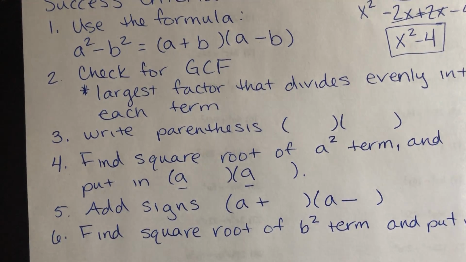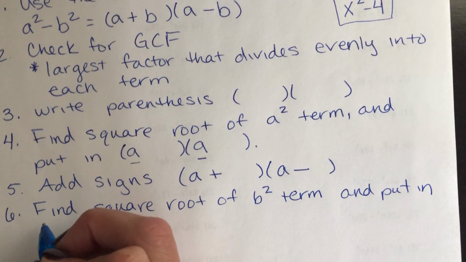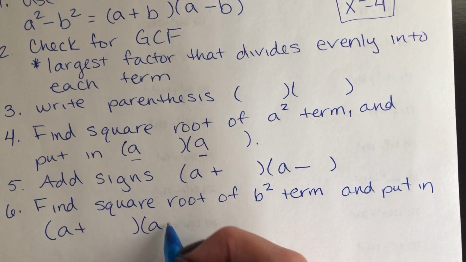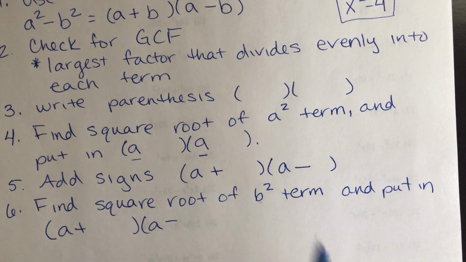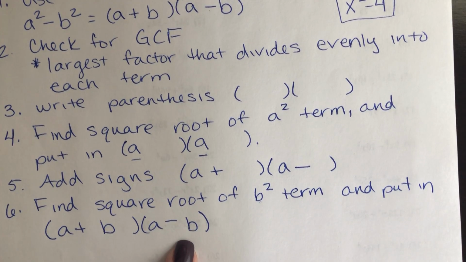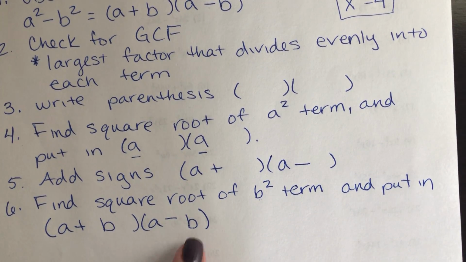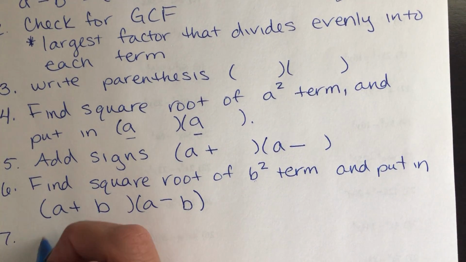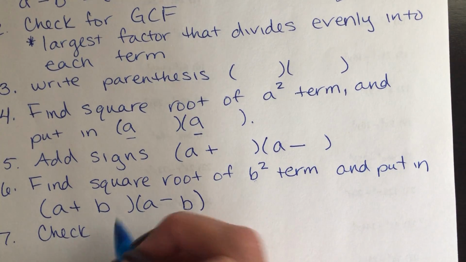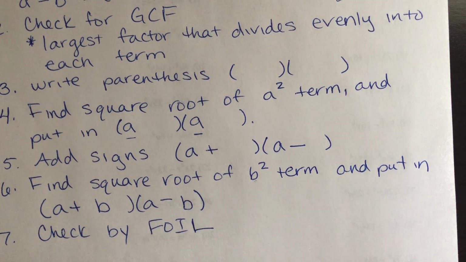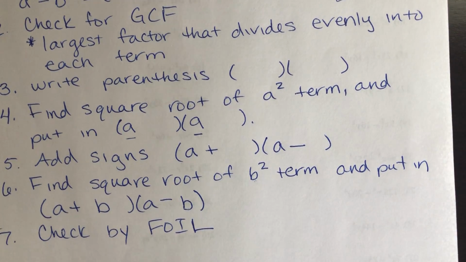So it looks like this. So I have a plus, a minus. Now we're going to take that b and put it here and here. And then that would be the final answer. If you want to check it, remember this is opposite of FOIL, so to check it, we can use FOIL. Okay, this is optional. This is just a check.